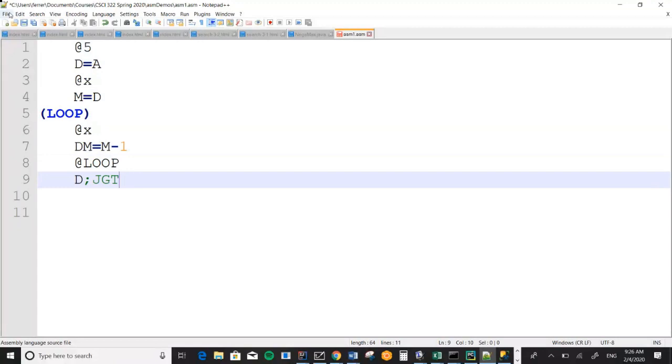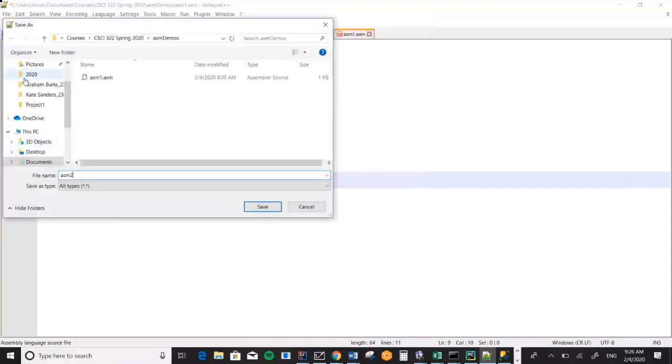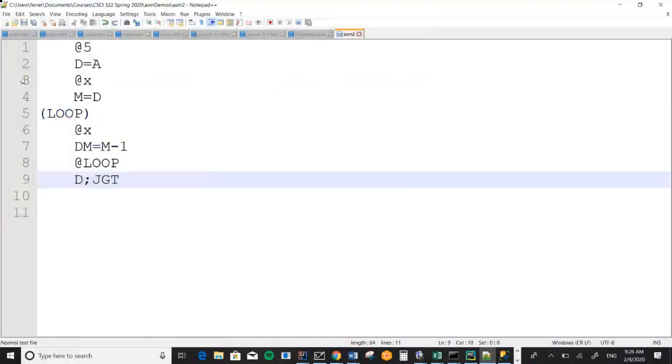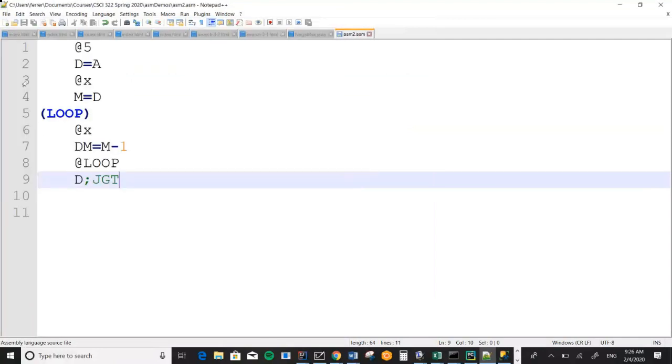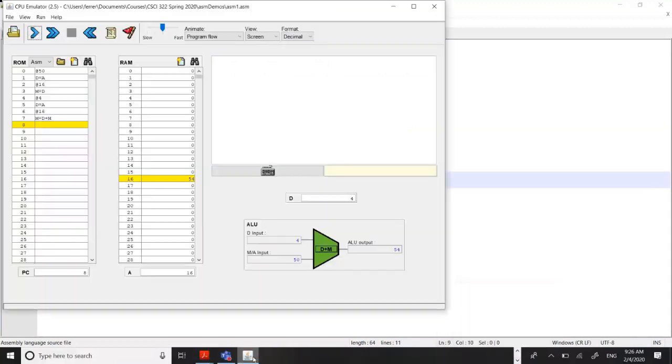Let me do a save as here. We'll call this ASM2.asm. All right. So now I'm going to load this program into my CPU emulator.